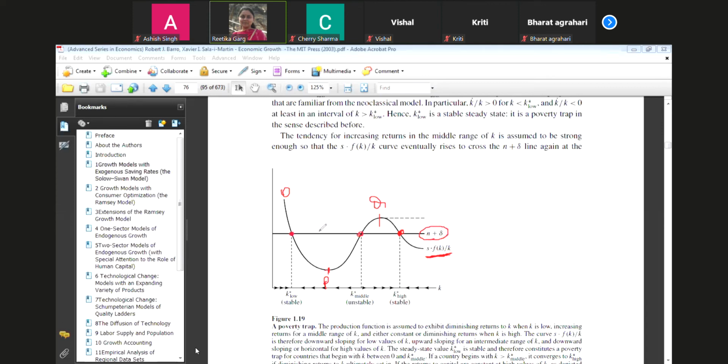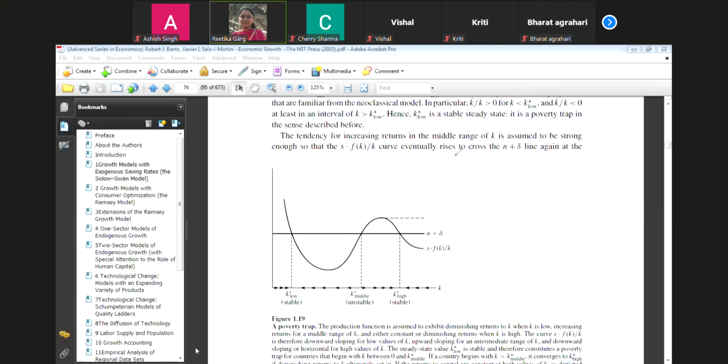Now notice that if we did not introduce this range where average product was rising, then this curve would have just fallen because of diminishing marginal returns. F prime K would have been negative and this would have just fallen throughout. But because you have a range where average product of capital is rising, you get these multiple steady states. Otherwise, these ranges would not have been there, and you would have just got a single steady state.